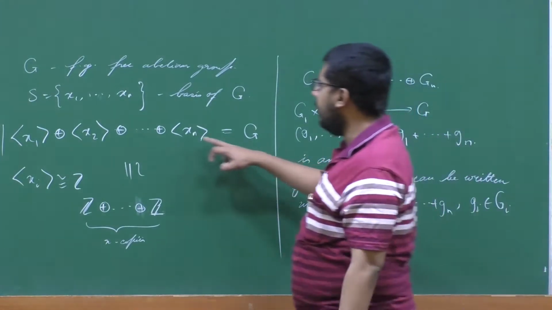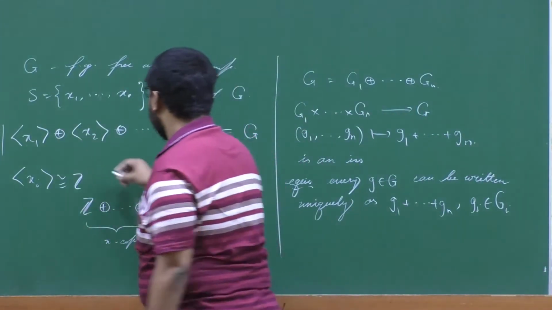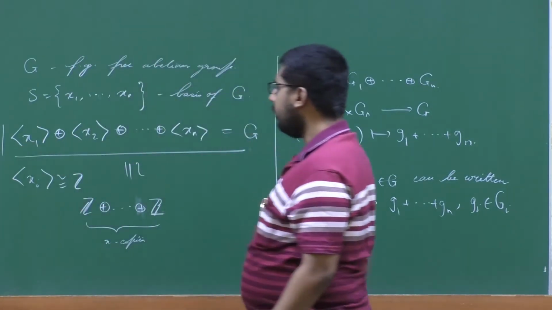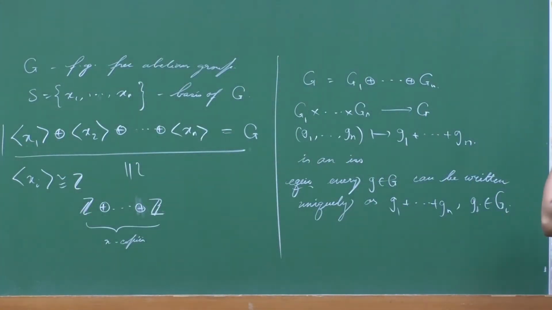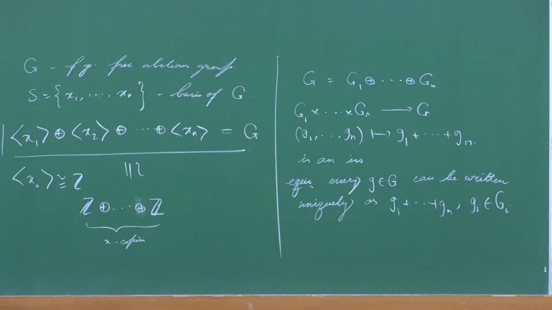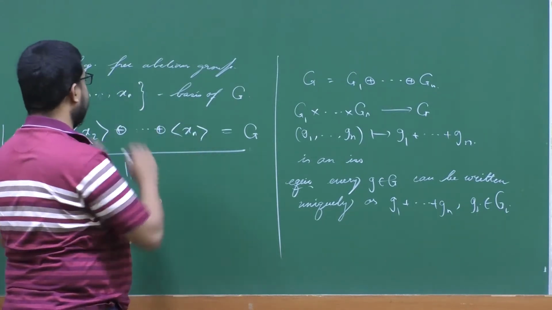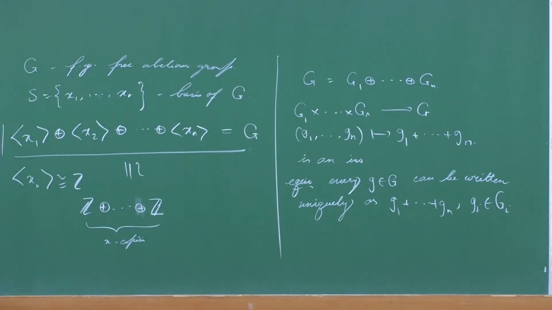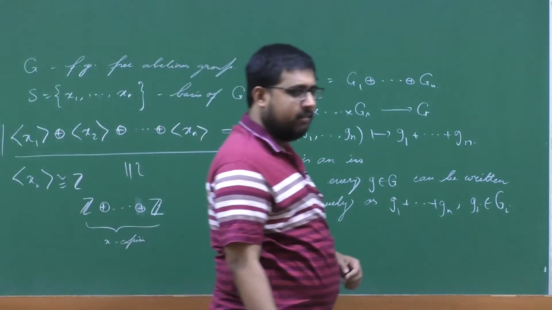Now in view of this, since this is a basis, this is clear. So thus we have proved that if G is a finitely generated free abelian group, then G must be isomorphic to some Z to the power n.